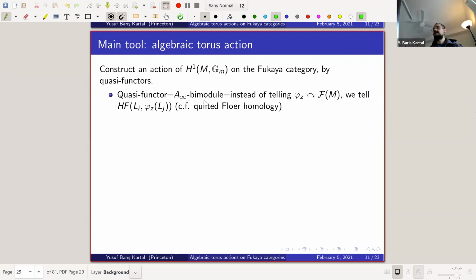And you're also telling what this does to product structure. If you're familiar with this, you can compare it with Lagrangian Floer homology, like when you have Lagrangian correspondences, how you define functors of the Fukaya category. In many cases, you have to extend the Fukaya category. So I'm not doing that. I'm just focusing on the bimodule that it defines.